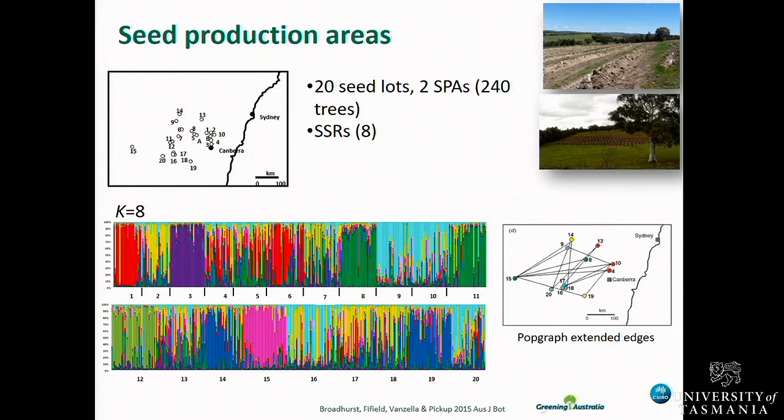And then we also did some analysis with Rodney Dyer's pop graph, and these are the predictions from pop graph about where dispersal is occurring across the zone that we collected seed from. So that suggests that seed is, genes are going quite large distances and possibly between species, potentially.